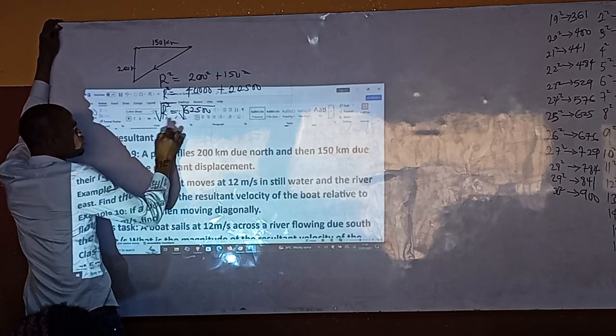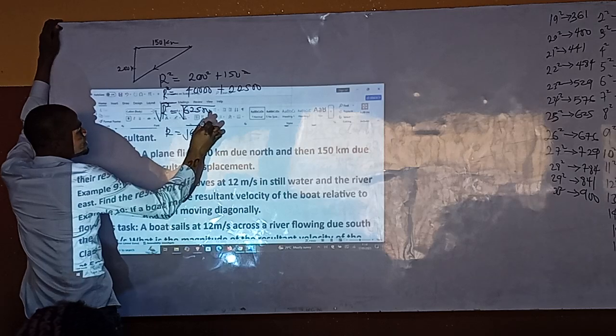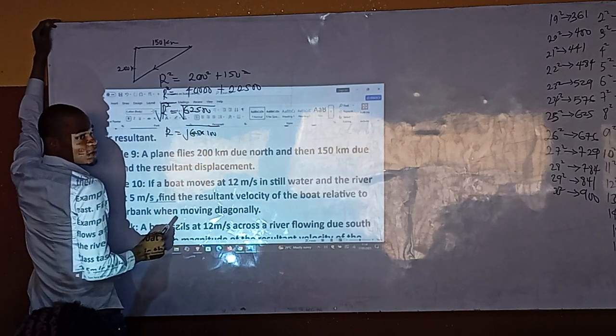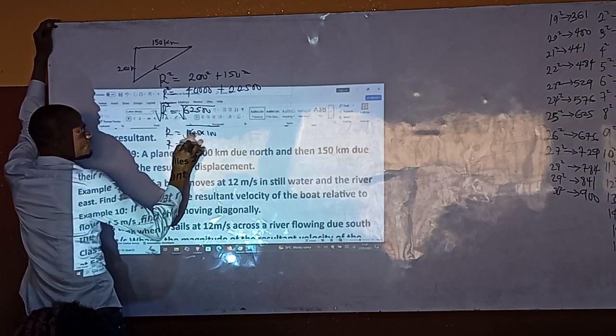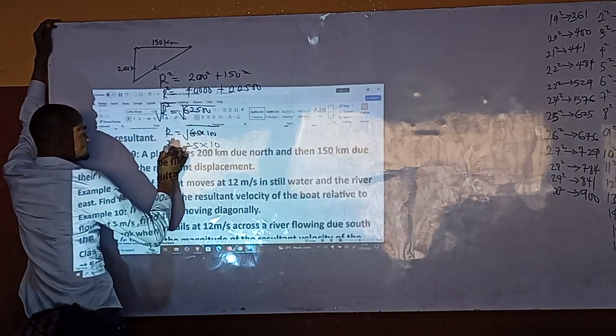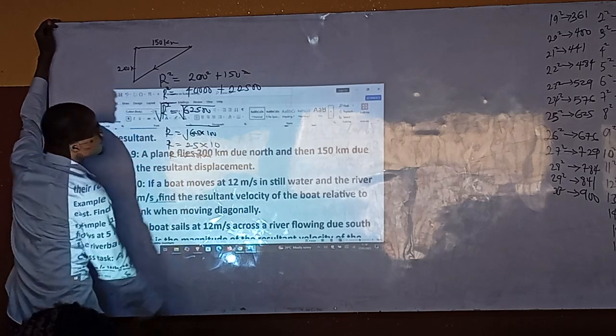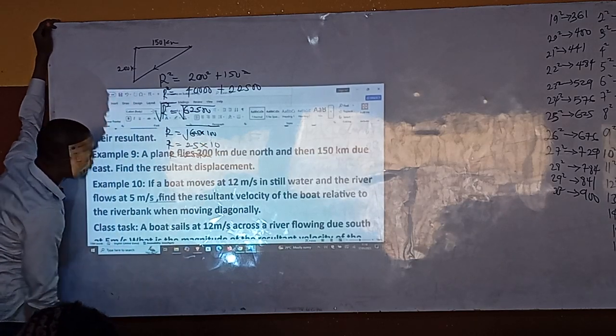I told you this thing, you don't need to stress your life. This thing means what? 625 minus 100, right? Square root of 625 is 25, as you know, 25 squared is 625. 100 is 10. 250 kilometers, right? What's the answer for?